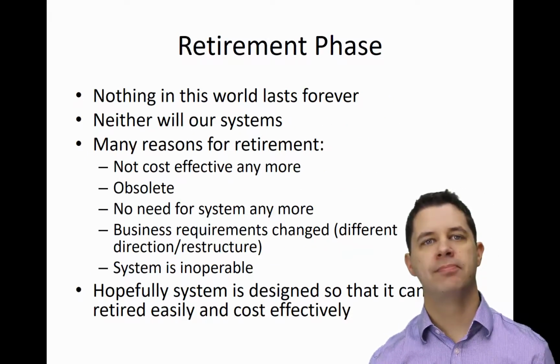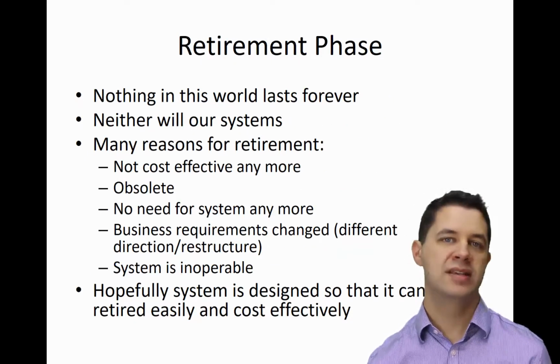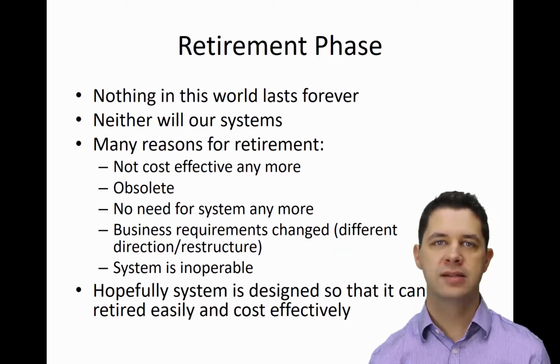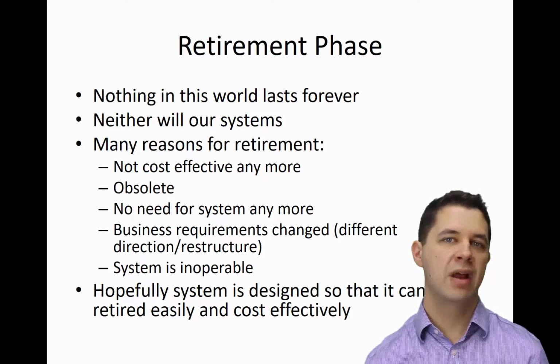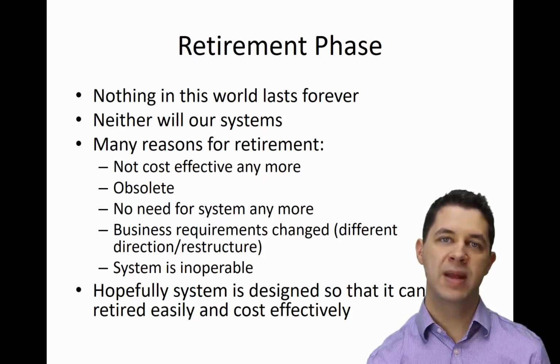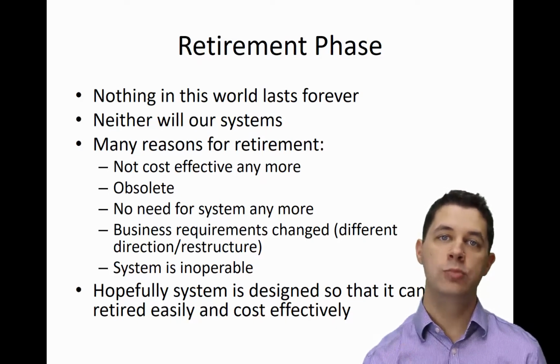And then comes retirement. Nothing in the world lasts forever, and neither do our systems. Now, there's many different reasons that we might retire a system. It might not be cost effective to run this system anymore. It might actually cost more to run this system than the benefits it's providing, or possibly new models of this sort of system have come out that are a whole lot cheaper to actually run.